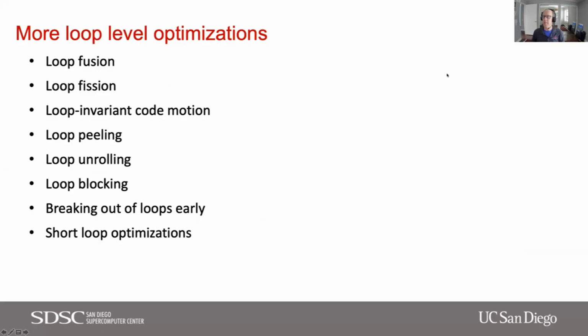All right, so we talked about one simple but very important case, and that was getting your loops nested properly. But we're going to go through a few of what they call loop level optimizations: loop fusion and fission, something called loop invariant code motion, loop peeling and unrolling and blocking, and breaking out of loops early. And for lack of a better term, I'm sure that the computer scientists have a proper name for this, something that I just call short loop optimizations.